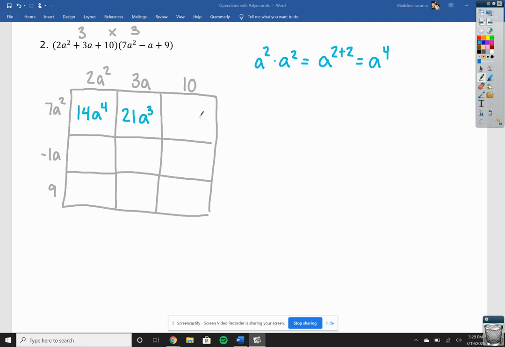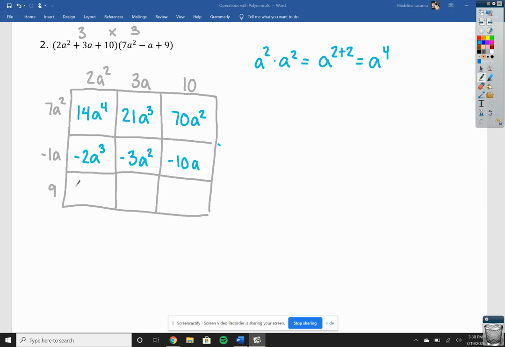7a squared times 10. So 7 times 10 is 70. Then we just have the a squared. Negative 1a times 2a squared. It's negative 2a to the 3rd. Negative 1a times 3a. Negative 1 times 3 is negative 3. A times a is a squared. Negative 1a times 10. Negative 1 times 10 is negative 10 with an a.